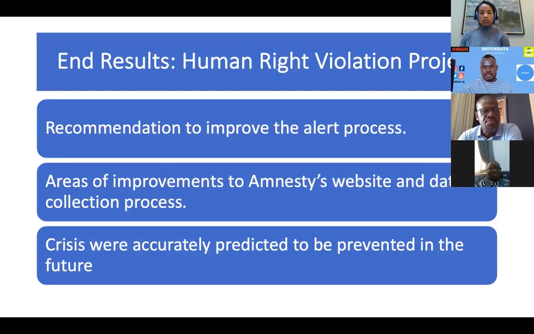And like I also said, they were trying to predict crises. And crises were actually accurately predicted to prevent future issues or escalations from happening. And this is very relevant, right? Because this is a specific goal that we are coming to accomplish. We created our problem formulation in the beginning, and here we're in the end result.